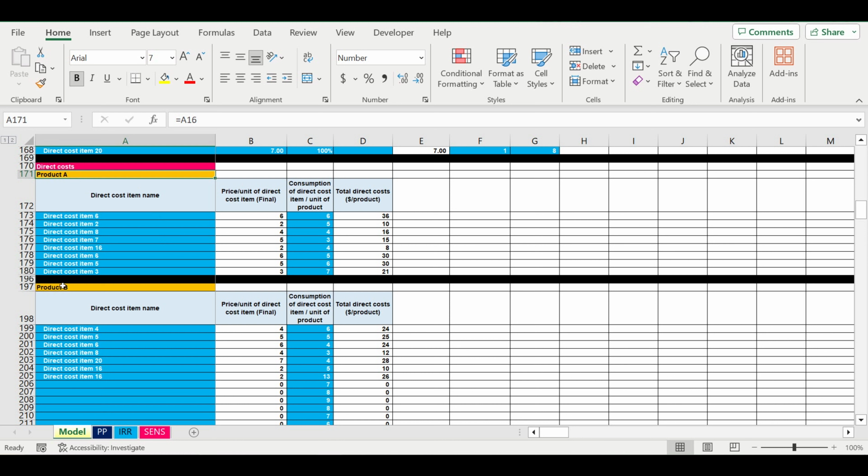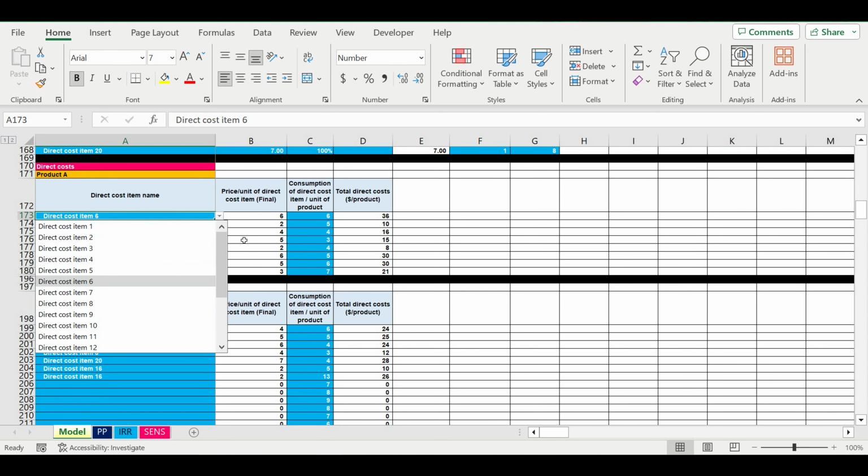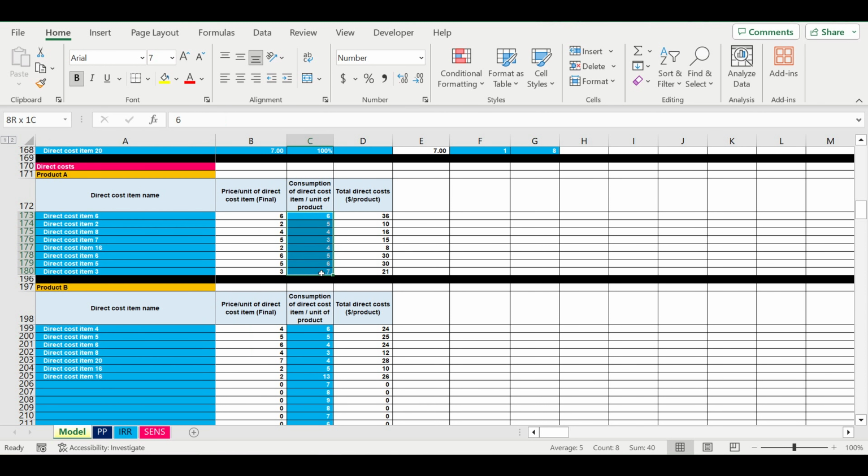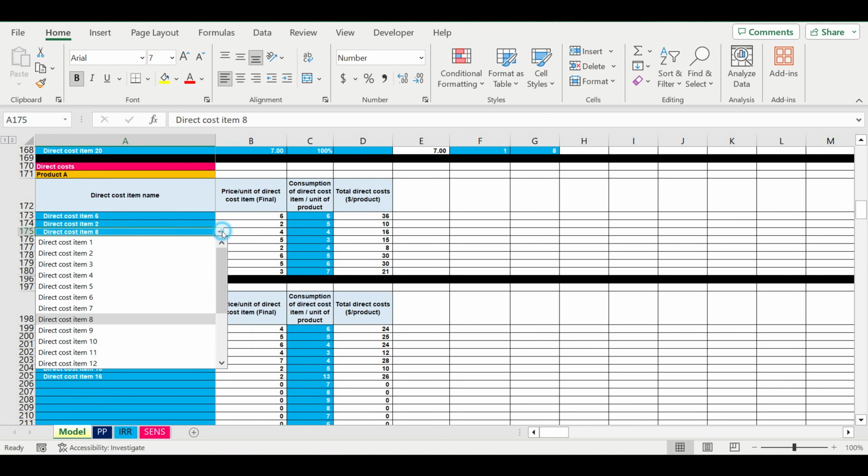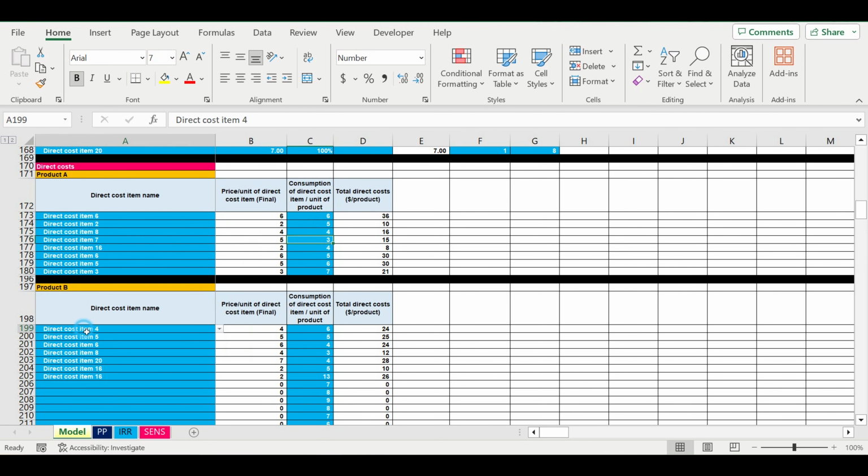Then, for each product, we specify what direct cost items participate in its manufacturing process. Also, here we set up the consumption in natural units of this or that direct cost item per 1 unit of this or that product.